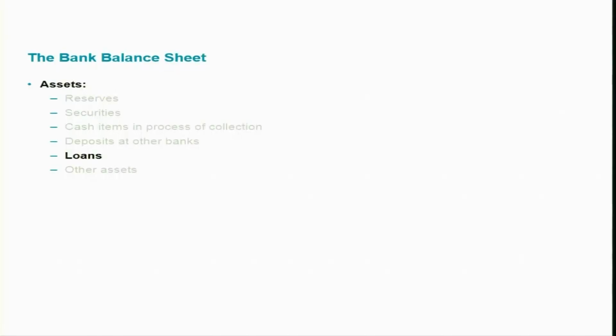Welcome to this session. In the previous lecture, we covered different components of a bank's balance sheet. We covered each and every component of the bank's liability side, and then we started discussing the bank's asset side. In the bank assets, we have covered reserves, securities, cash items in process of collection, and deposits at other banks. The remaining are loans and other assets.